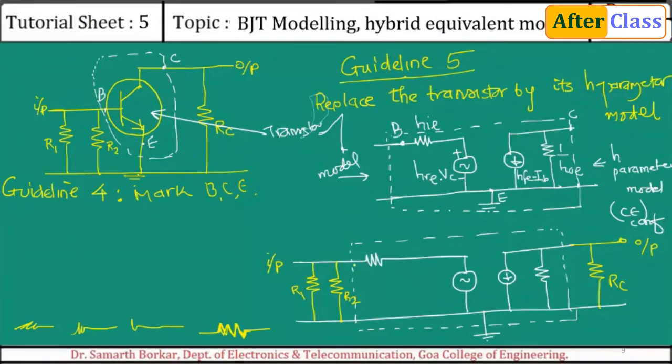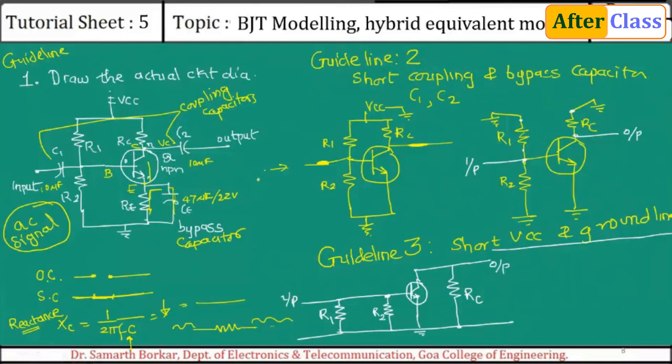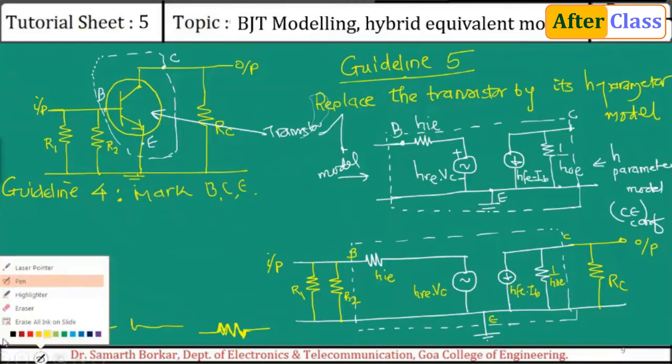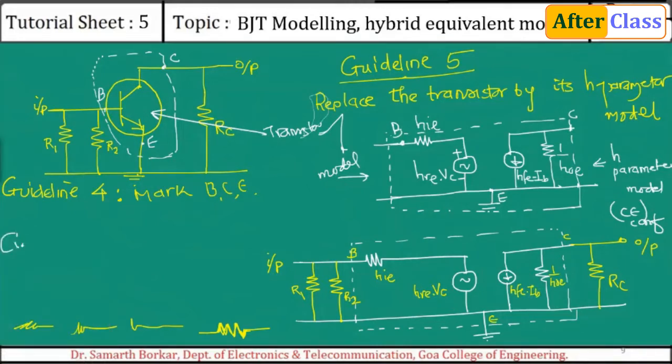So let us mark this as B, emitter, collector, and what are the terms? HIE, HRE into VC. VC is what? The output voltage across the collector. Here I had mentioned, here VC, the output voltage across the collector. And here this is 1 by HOE. This term is HFE into IB. So what we have drawn right now is the circuit for the actual circuit diagram.